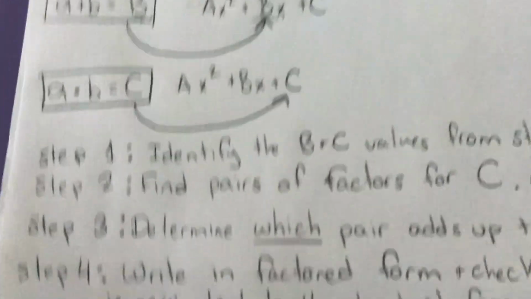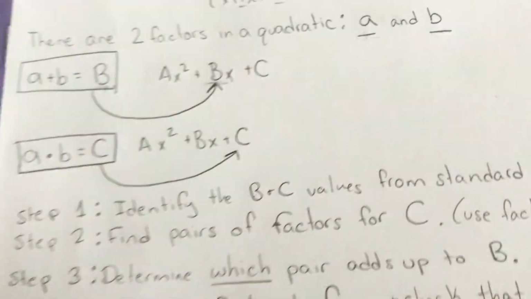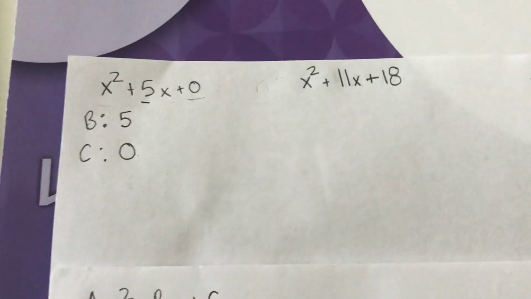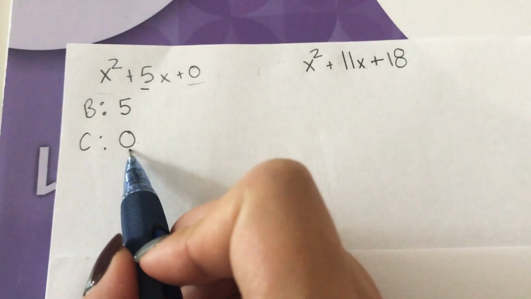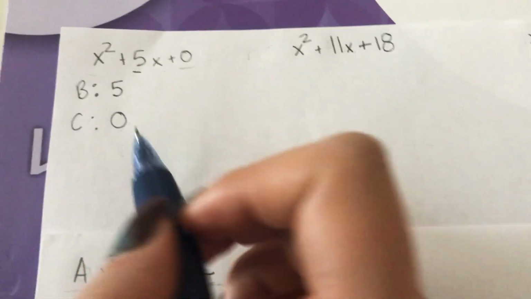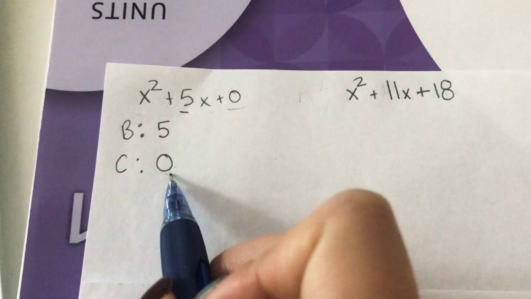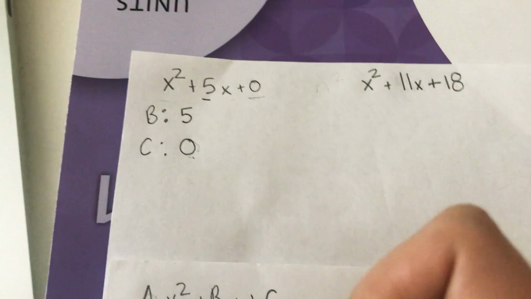Now let's look at step 2. It says, find pairs of factors for c. Use the factor sheet linked. So this is an interesting scenario because my c value is just 0. So my factors for 0 is any number that exists and 0. So we're actually going to skip this step for listing all the factors because it's not going to be super helpful for us in this way. But we do know that one of our factors has to be equal to 0, zero product property, if our c value is equal to 0.